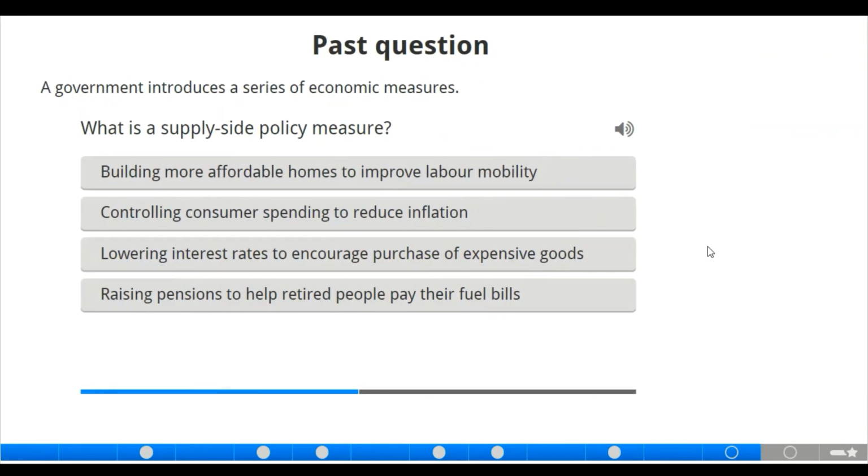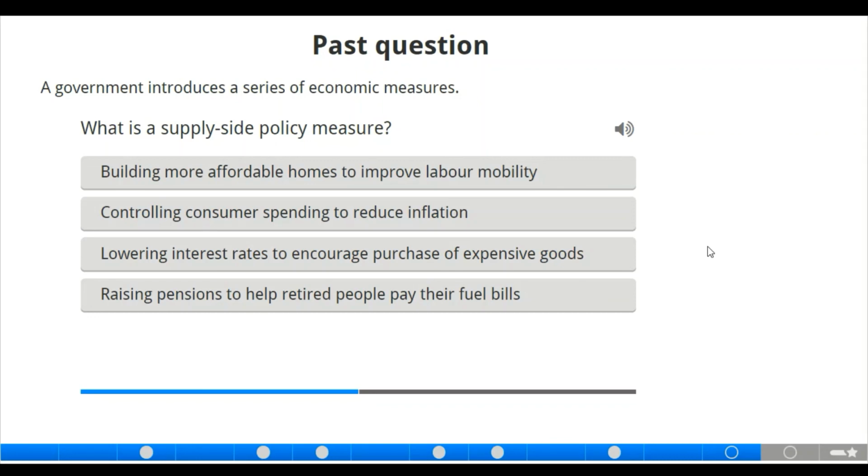Moving to the next slide, we also have a past question here. A government introduces a series of economic measures. What is a supply side policy measure? We have discussed this, but let us check our options. Building more available homes to improve labor mobility, controlling consumer spending to reduce inflation, lowering interest rates to encourage purchase of expensive goods, raising pensions to help retired people pay their bills.